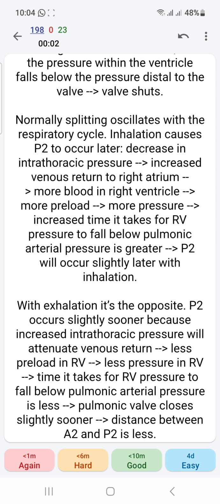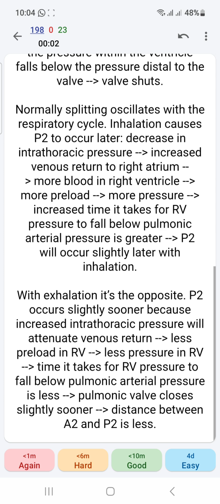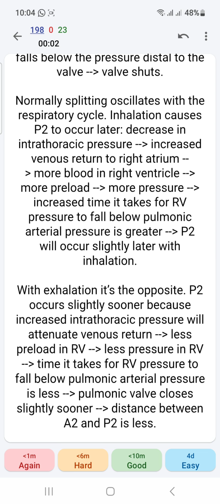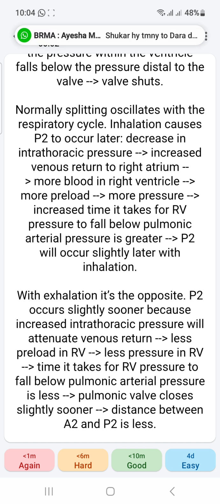Decrease in intrathoracic pressure, increased venous return to the right atrium, more blood in the right ventricle, more preload, more pressure, so the time it takes for RV pressure to fall below the pulmonic arterial pressure is greater. P2 will occur slightly later with inhalation. With exhalation, it's the opposite. P2 occurs slightly sooner because of increased intrathoracic pressure.